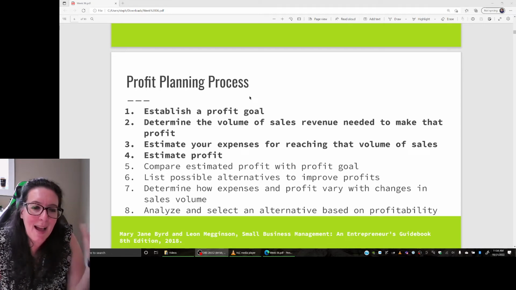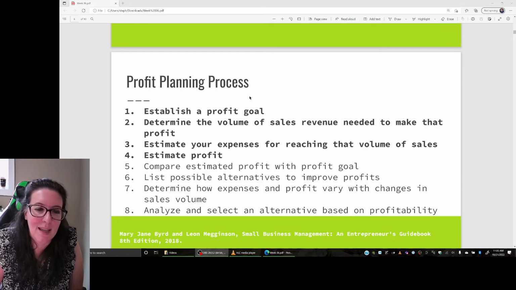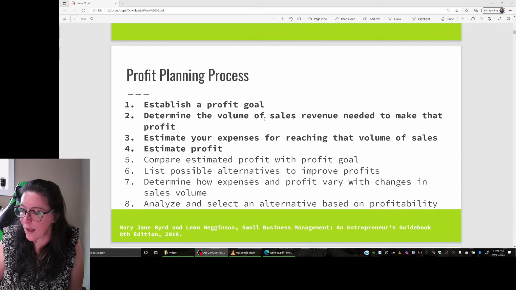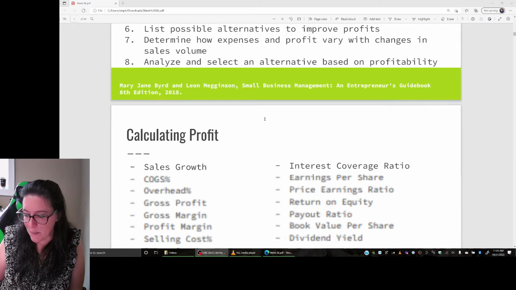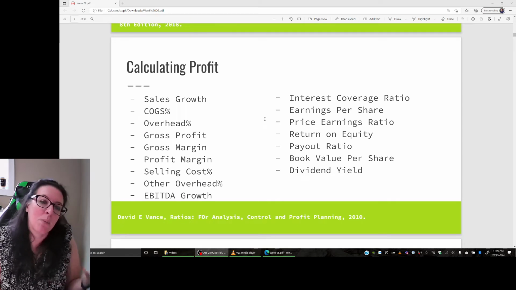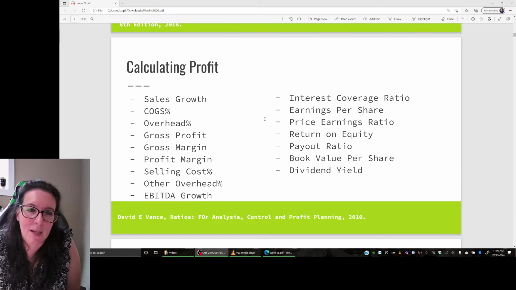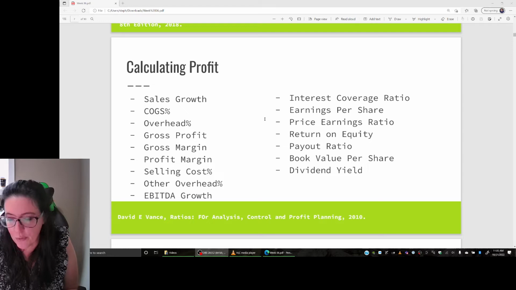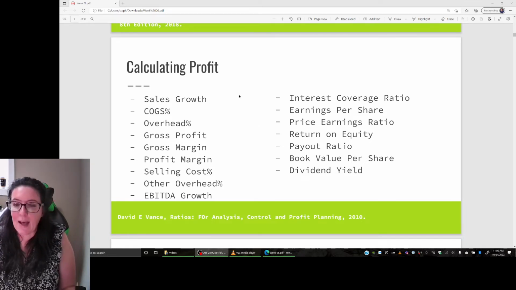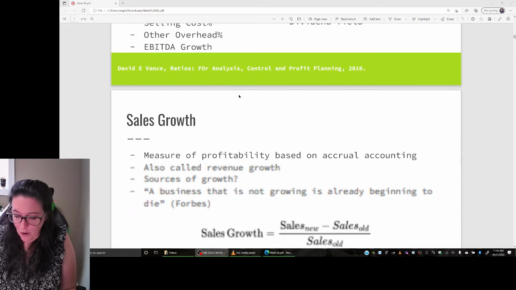So we might have a profit goal, which we think we can achieve with a certain amount of sales, but recognizing that depending how much you make or how much you sell, it's going to change your costs. So we need to look at sales revenue and expenses so that we can calculate profit. There's a number of calculations that relate to profit, so we're going to work through those. And we're going to start first by looking at whether our sales are growing.